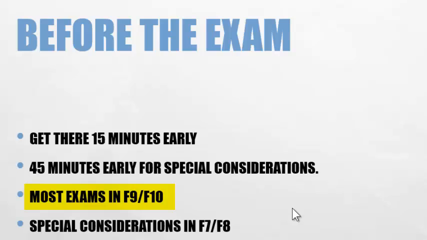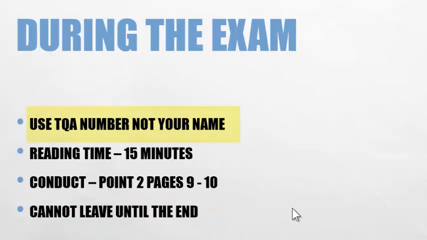Most exams will be in F9 and F10, unless for the bigger exams they are scheduled in the hall, but you will be told about that on the day that it happens. And special consideration people will do their exams in F7 and F8. During the exam, you must have your TQA number.